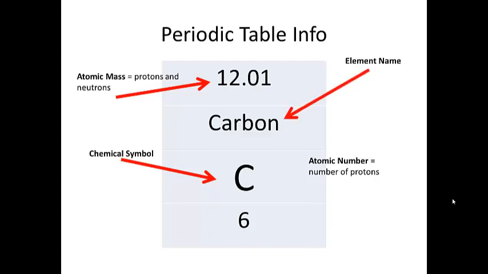Then we have the element's name, and finally we have the smaller of the two numbers, which is the atomic number. The atomic number is always the number of protons. Sometimes it's the number of electrons, and it can be used in combination with the atomic mass to determine the number of neutrons.